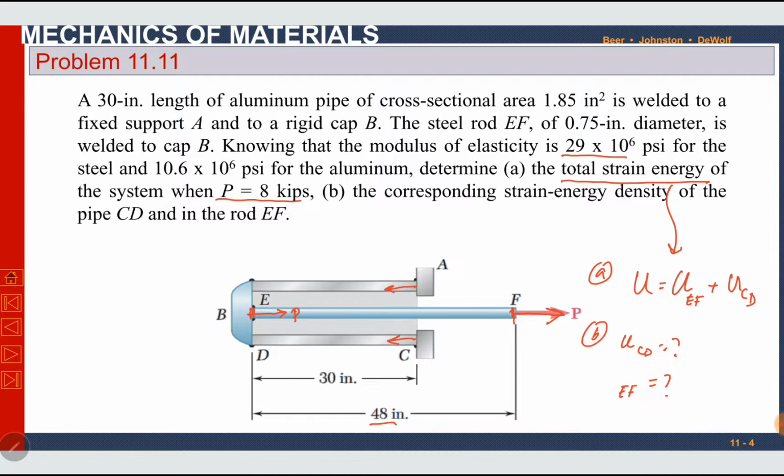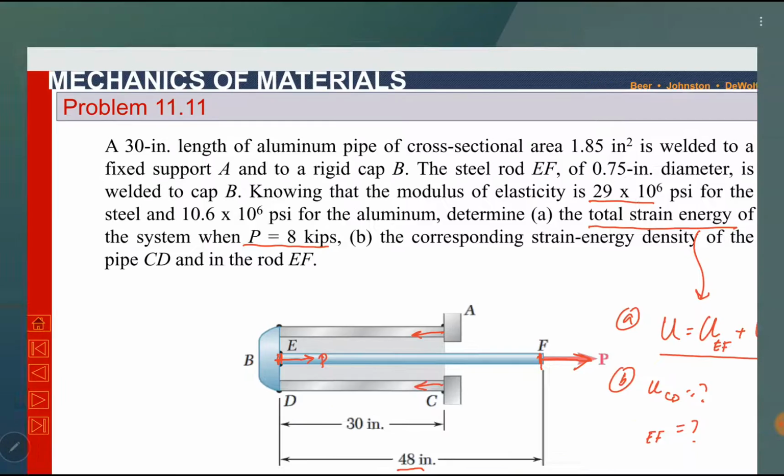The value of the force is same for both of them. P is 8 kilopounds for EF tensile. P is compressive 8 kilopounds for pipe CD. So we will use P equal to 8 kilopounds, positive for EF and negative for CD. Let us move towards our solution. First we have to find U. Problem number 11.